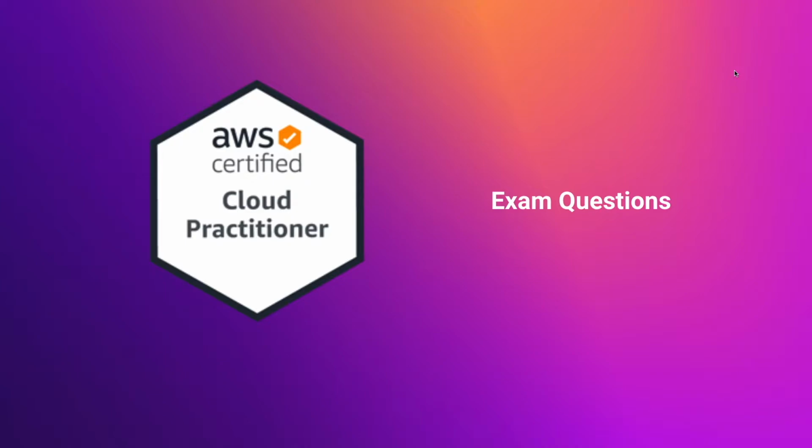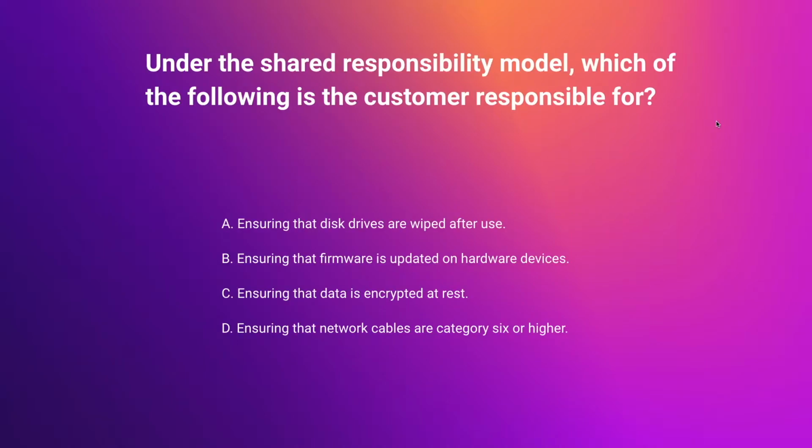So to start off with the first question: under the shared responsibility model, which of the following is the customer responsible for? So we want to know, as a customer using AWS, what are we responsible for? The first one is ensuring that the disk drives are wiped after use. This is not our responsibility, this is AWS, because the disk drives are part of the hardware.